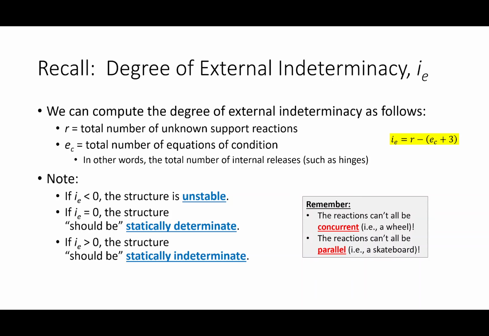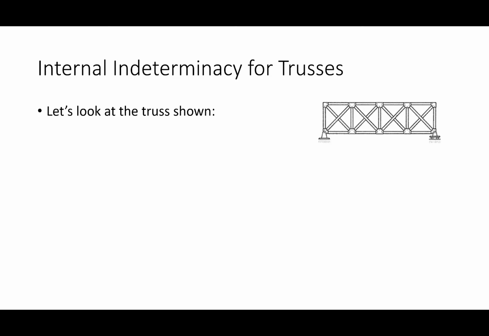Okay, I want to talk about this truss. I want to make a point about this particular structure. So let's take a look at this. I have a truss that has 10 joints, 5 on the top, 5 on the bottom, right? And I have a hinge and roller connection. Now let's say I take this truss and I put a bunch of loads on it, okay?